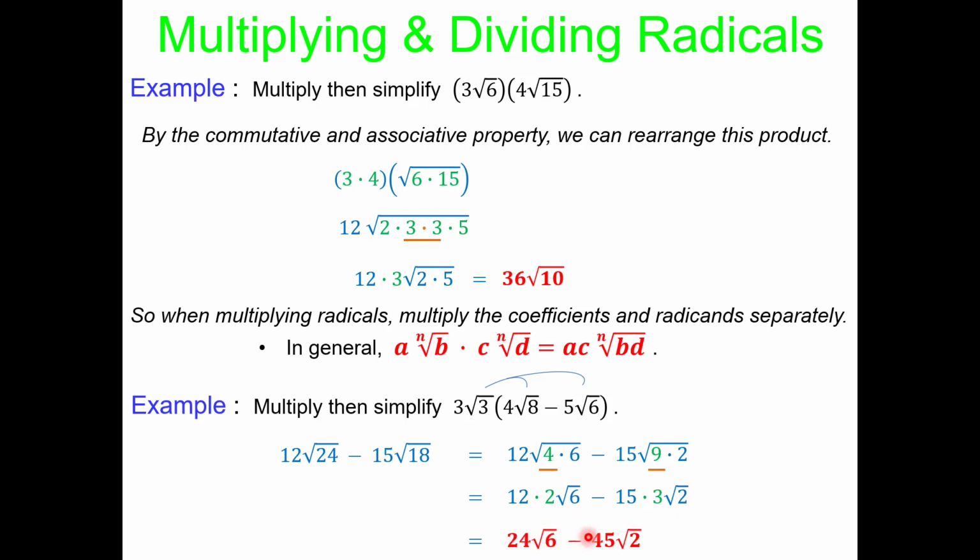And now we cannot go any further here because these are not like radicals. We talked about this in the last video. You can only subtract and add radicals that are like, meaning they're exactly the same as far as index and radicand. So yes, these are both square roots, but they are not both the same radicand.